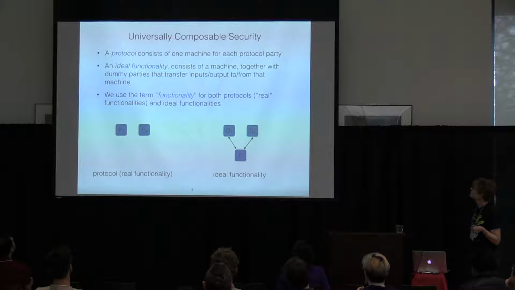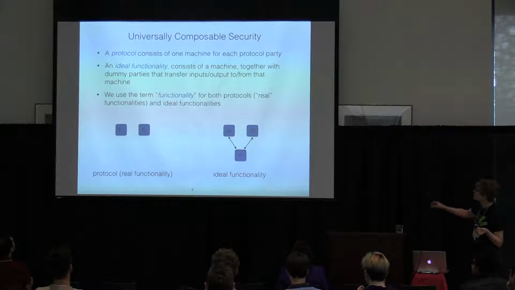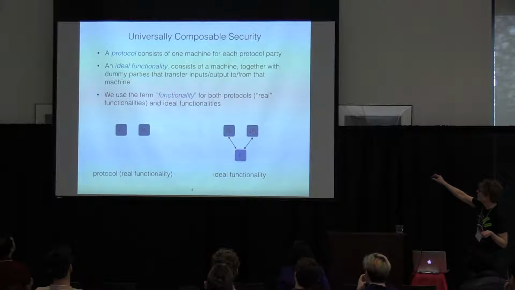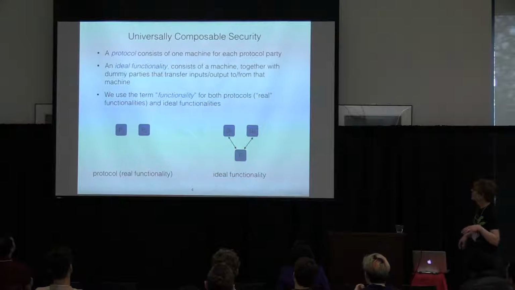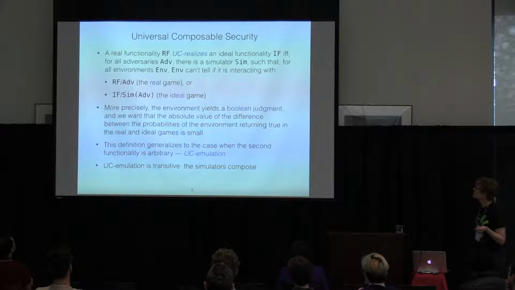A protocol consists of one machine for each protocol party, and an ideal functionality consists of a machine together with some dummy parties that pass inputs and outputs to and from that machine. And in somewhat non-standard terminology, we're using the term functionality for both protocols, so-called real functionalities, and ideal functionalities.